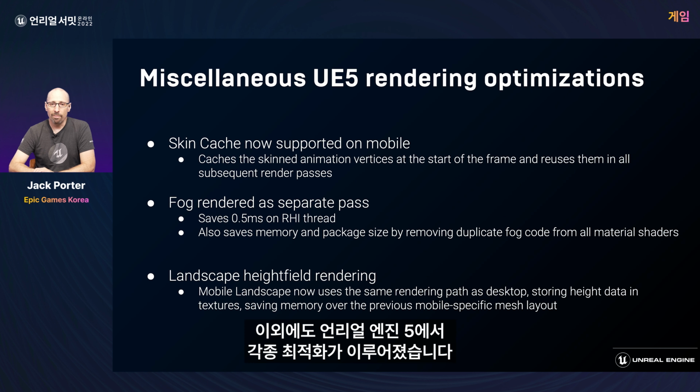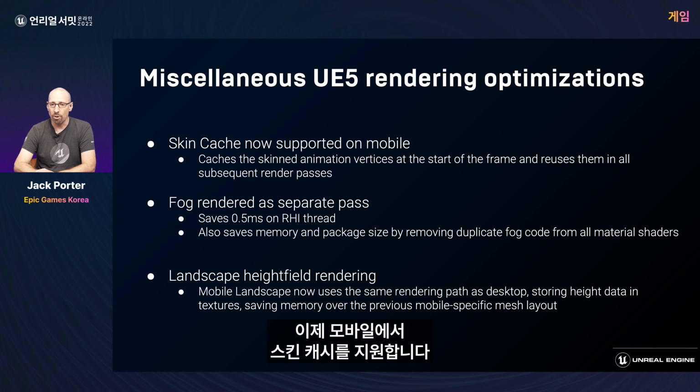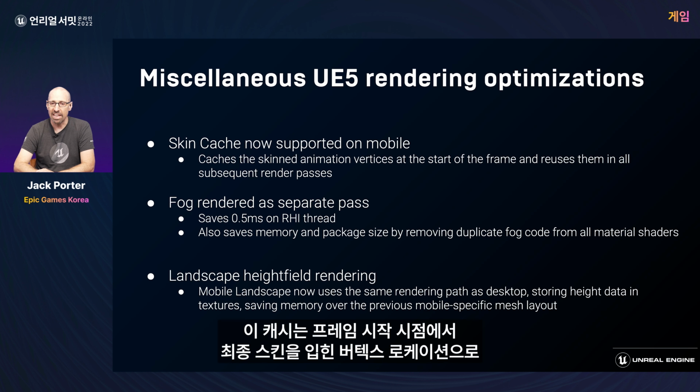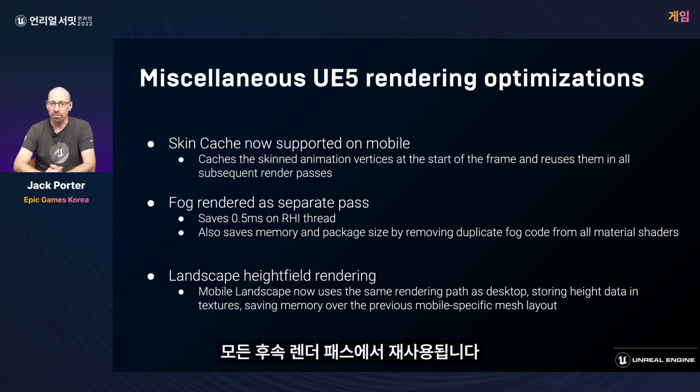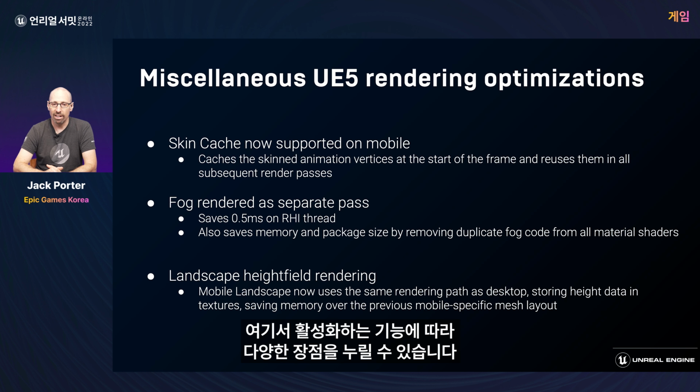There are also some miscellaneous Unreal Engine 5 optimizations we've made. The skin cache is now supported on mobile. This caches the final skinned vertex locations at the start of the frame and reuses them for the subsequent render passes. This can provide a benefit depending on the features you've enabled.